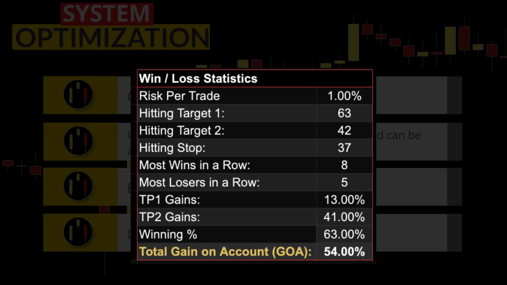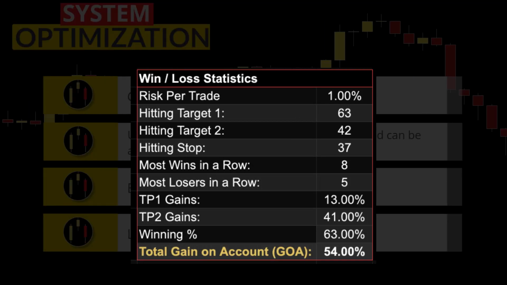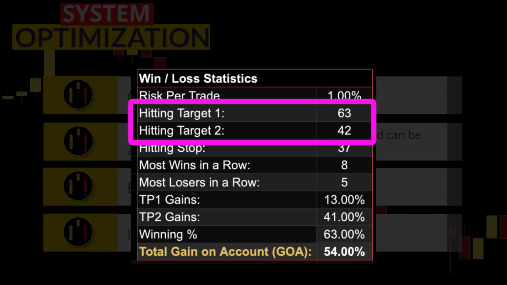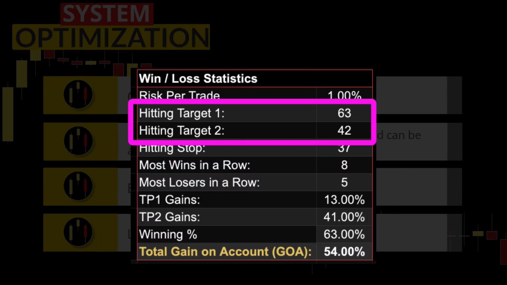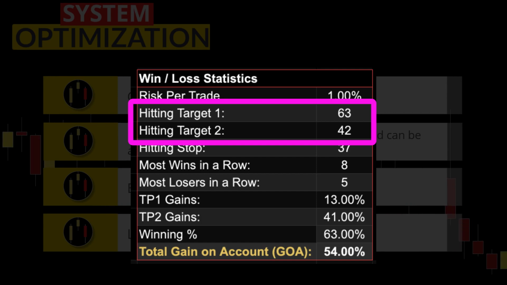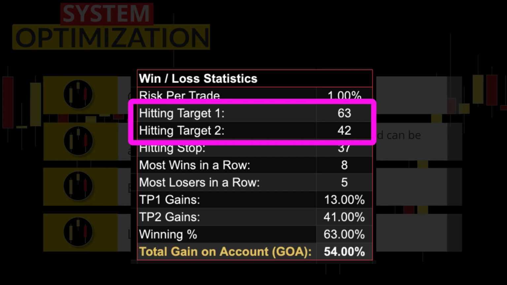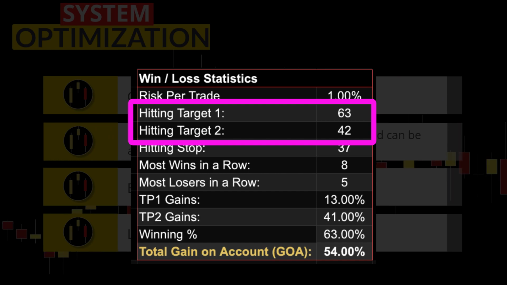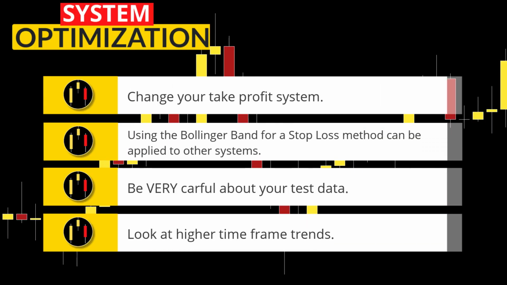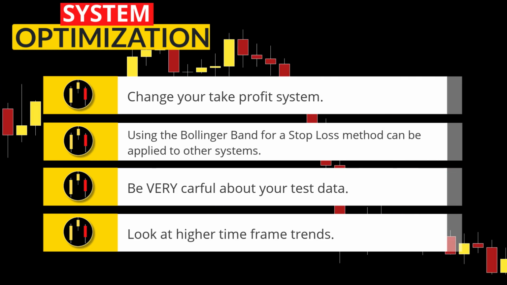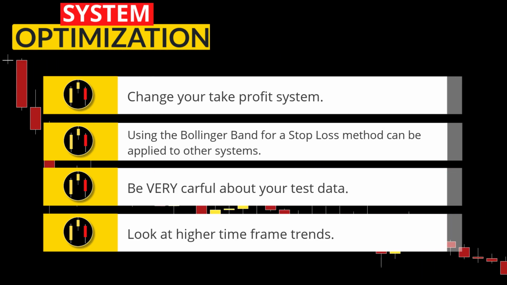First, when you have a multiple take profit system and you see that over 50% of the setups hit your target 2, this is an indication that you may want to forget about target 1. You could simply move the stop to break even at 1-to-1 and then let the entire trade hit target 2. A vast majority of the time, this will greatly improve your overall gain on account while maintaining the same win rate.